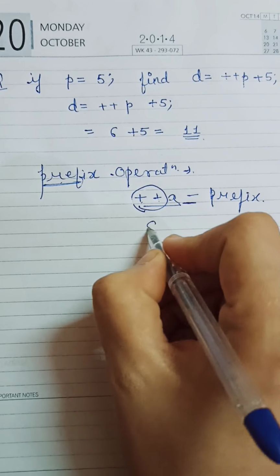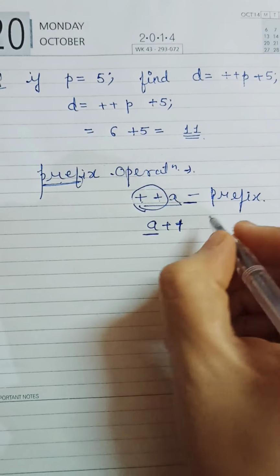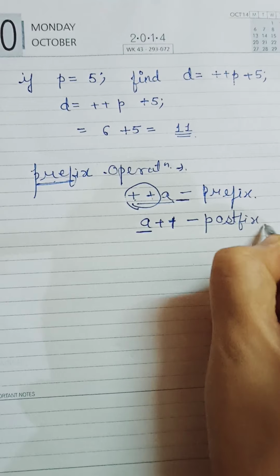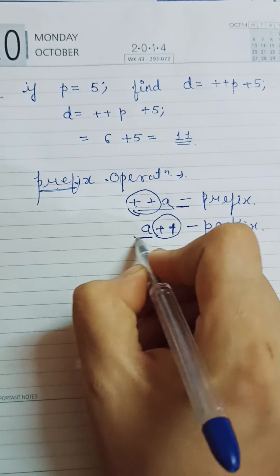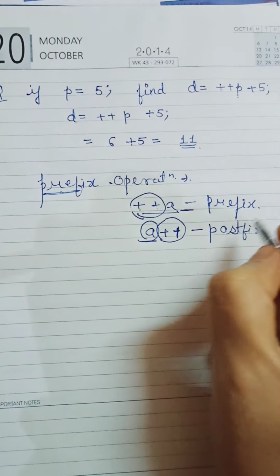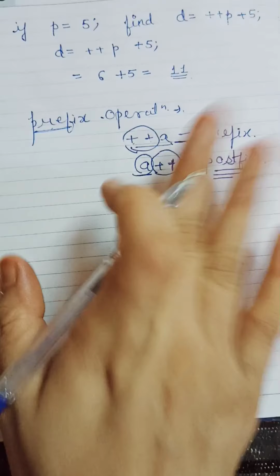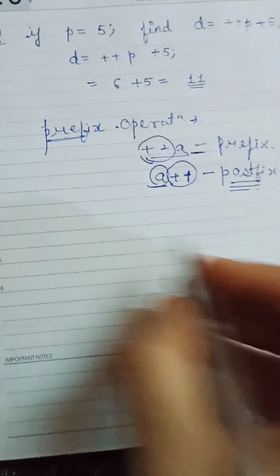But if I add this ++ after this variable, then this will be called postfix. Why? Because this increment is added after this variable. That's why it is called postfix. Now let's solve some numericals based on this prefix and postfix expression.